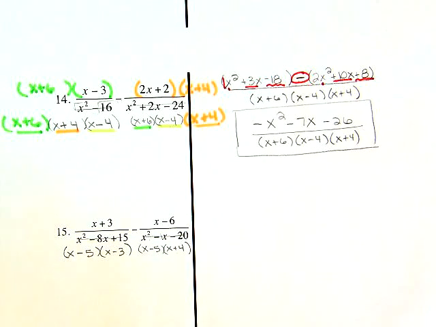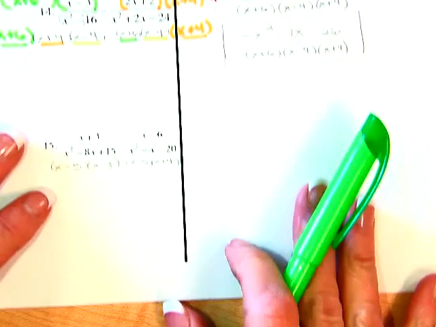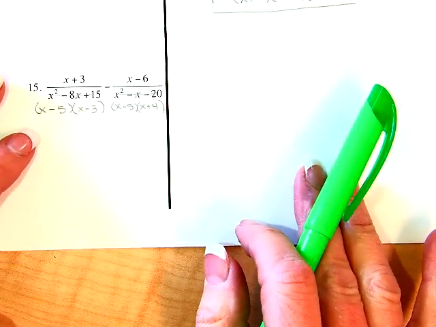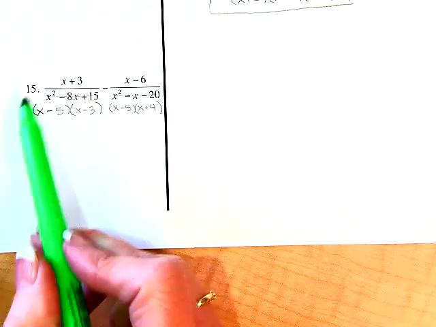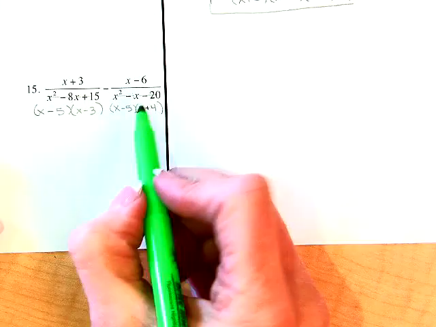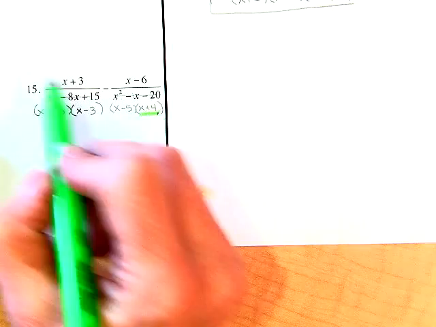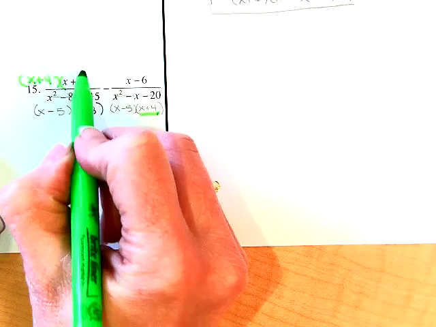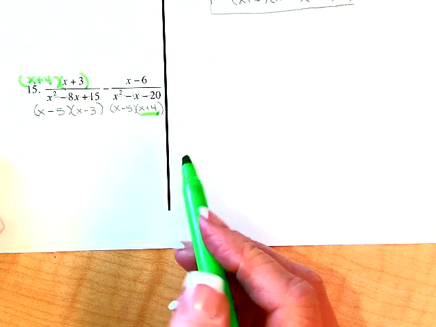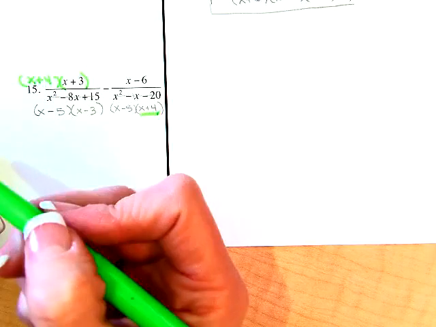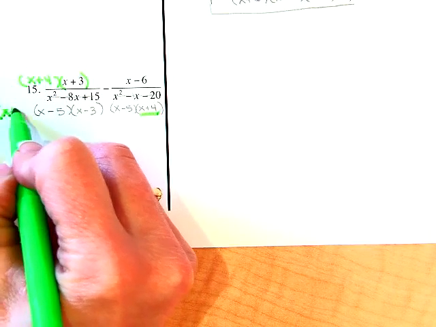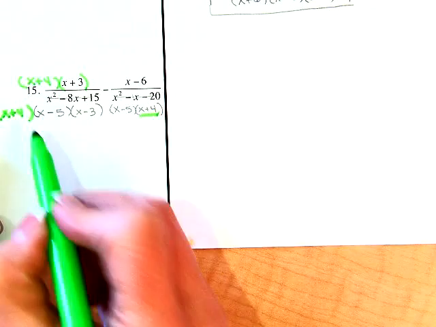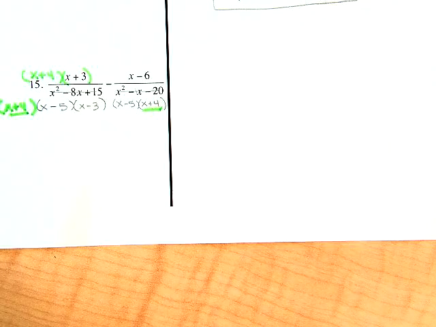Now I need to get a common denominator. So the left denominator is missing the x plus 4 right here. It's missing it. So I'm going to multiply here by x plus 4. I'm going to make sure I group that x plus 3 right now. And then I'm doing it on the bottom too. Alright, so now we have matching that.